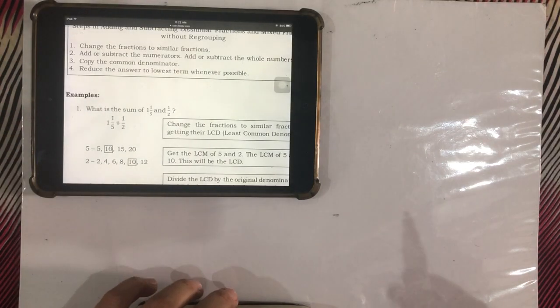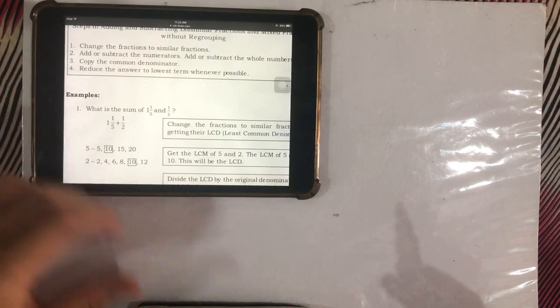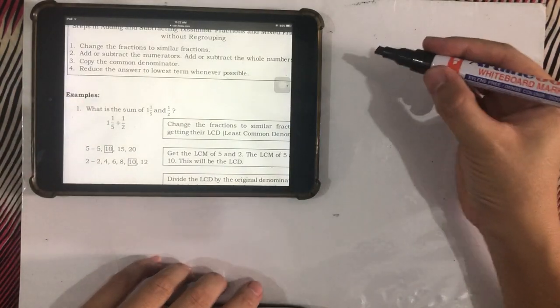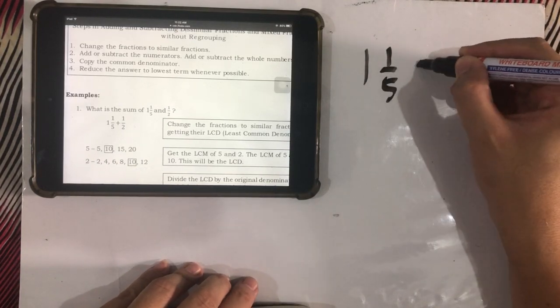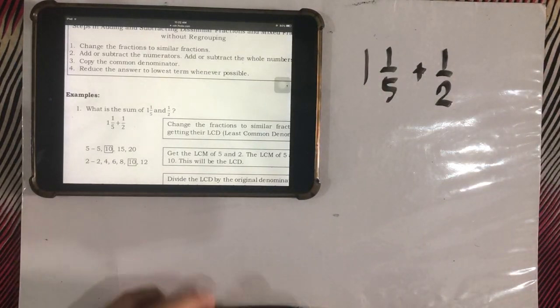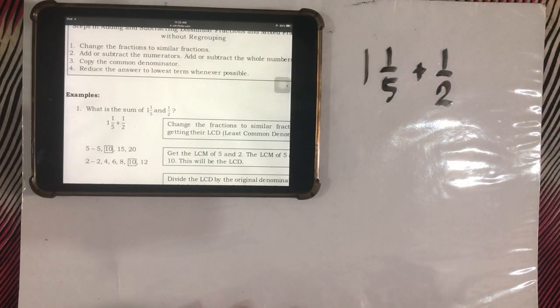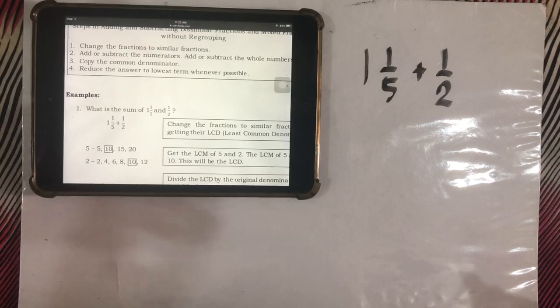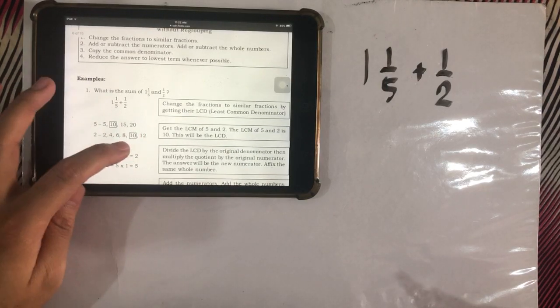So, here, in our given, we are looking for the sum of 1 and 1/5 plus 1/2. Okay? So, here, we need to get the LCM. Right? We need to get the least common multiple, and then that least common multiple will become the new denominator. So, what did we do here? Okay?